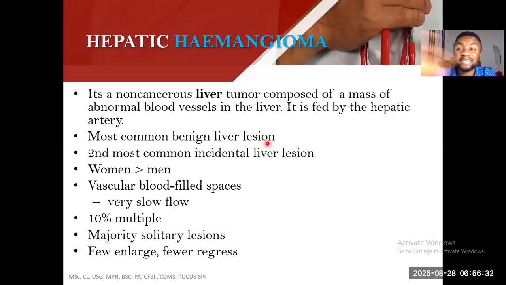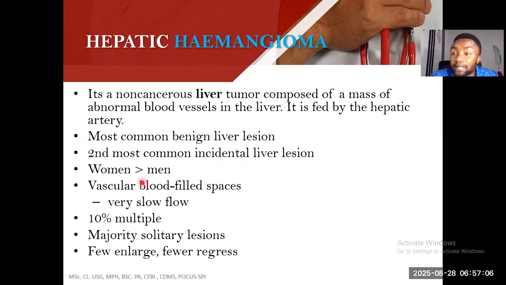Like nothing is wrong with the person, the person is going for screening. Nothing is wrong with you and you are going for screening. When you get there, they take a scan and they notice that you have hemangioma. It's an incidental finding. It wasn't giving you any sign or symptom. It's the second most common incidental liver lesion.